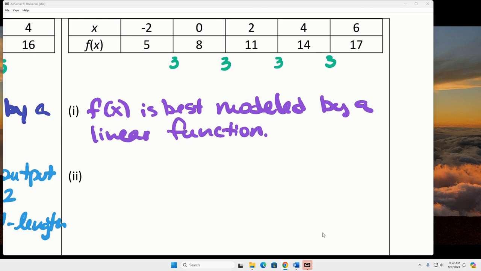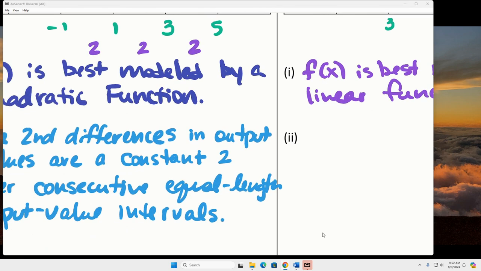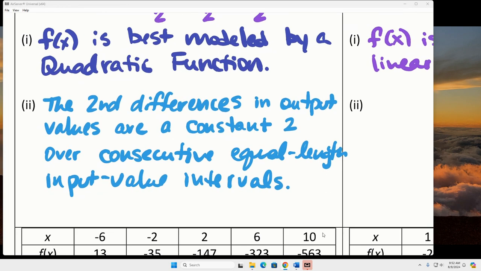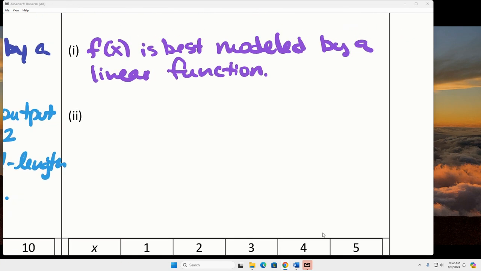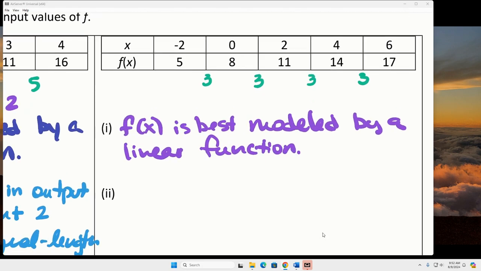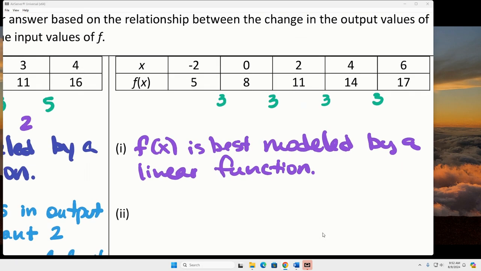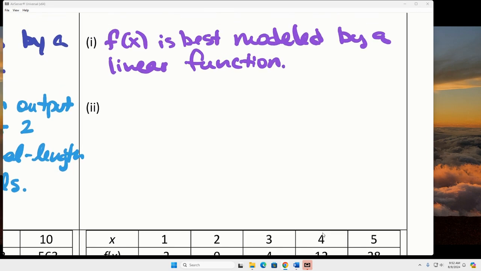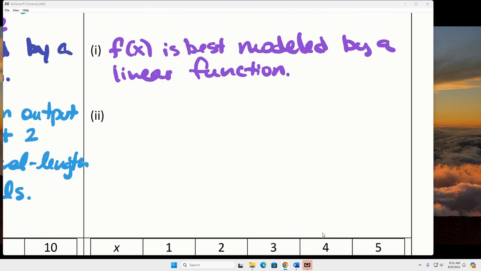And then we just need to articulate number 2 perfectly. It's going to look very similar to the other one. The difference is instead of second differences, it's going to be first differences, and they're constant 3. That's the only difference in the wording. Do we have to divide it by the 2, or not? We don't. So when we do first and second differences, we just subtract. We don't have to divide. If you were doing average rate of change, you would divide.